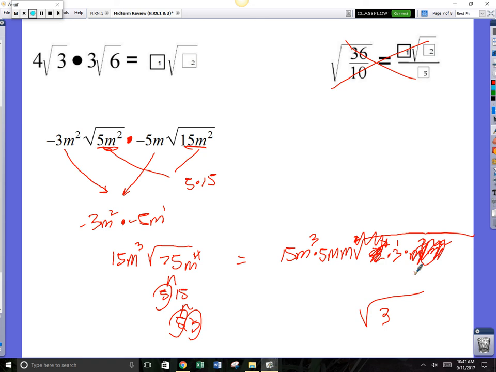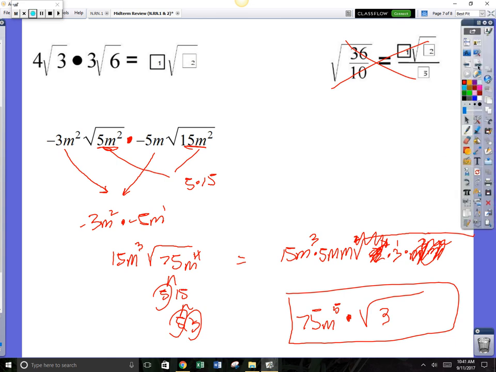Okay, now on the outside, I had a 15 times a 5, and that's a 75, and then the m's had 3 here and 2 here, so it's a total of 5, and that is your answer. And it's just all times.